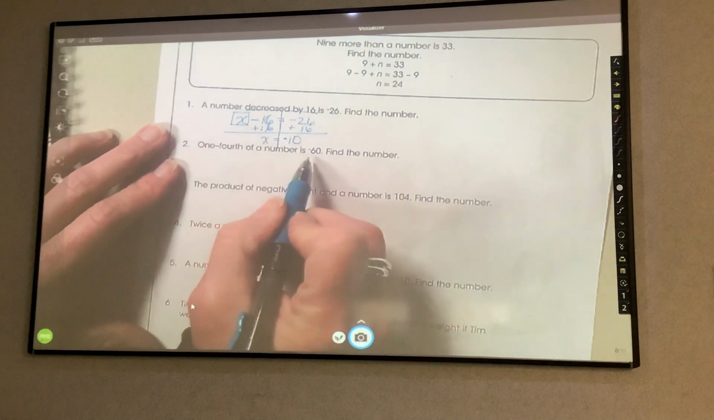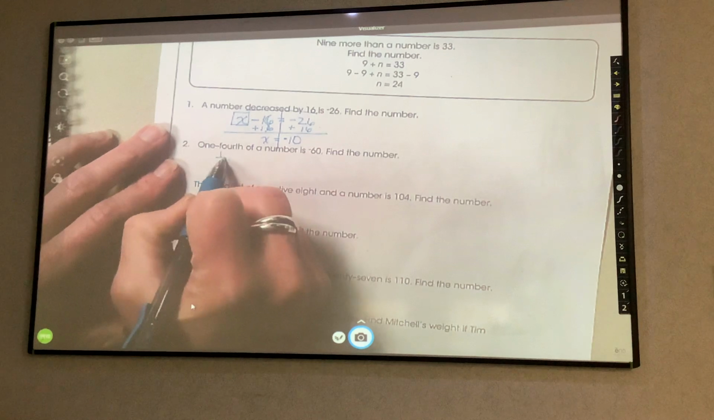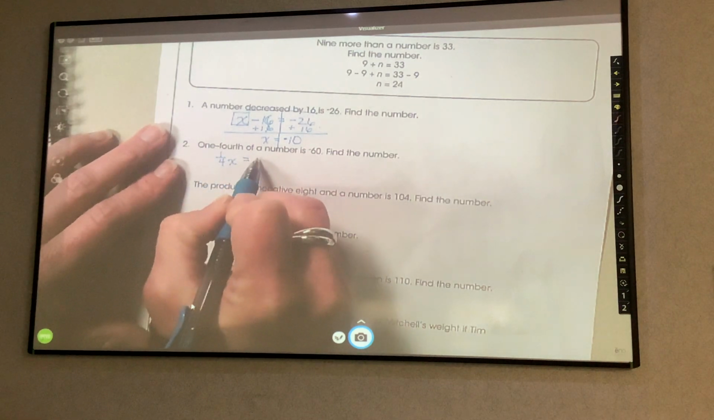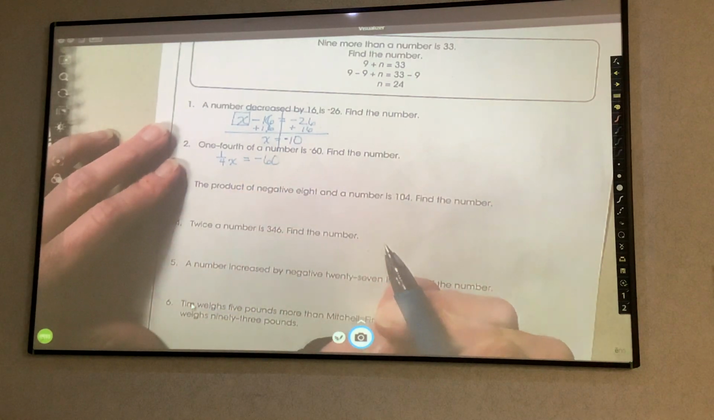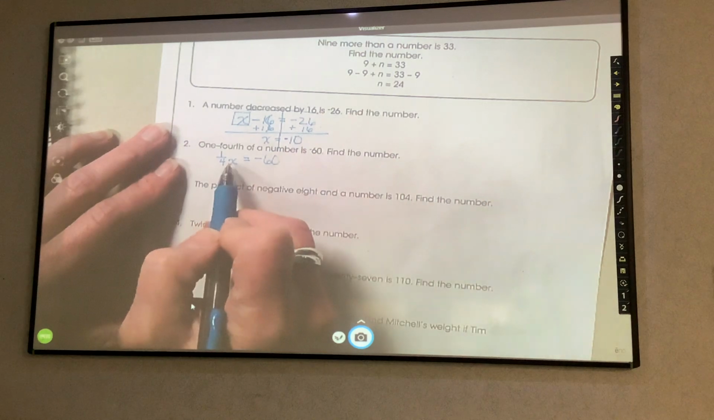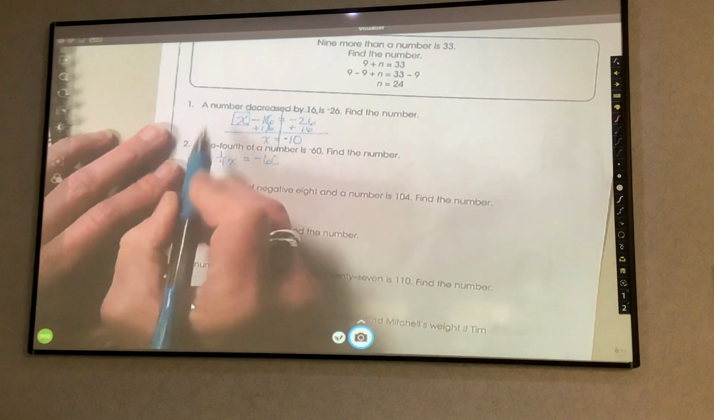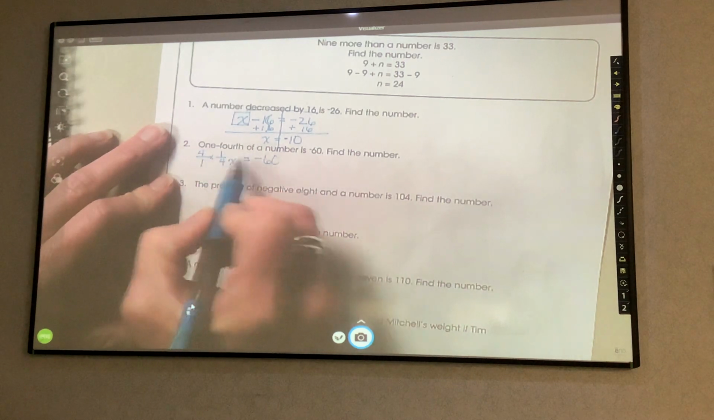1/4 of a number is a negative 60. Find the number. 1/4 x equals a negative 60. Remember, this is like multiplying, so when we would divide by a 1/4, it's like multiplying, when you divide, it's like multiplying by the multiplicative reciprocal.